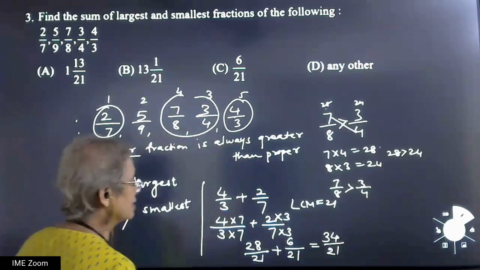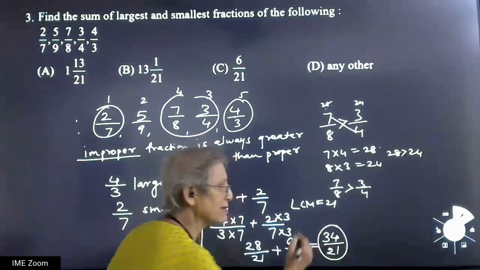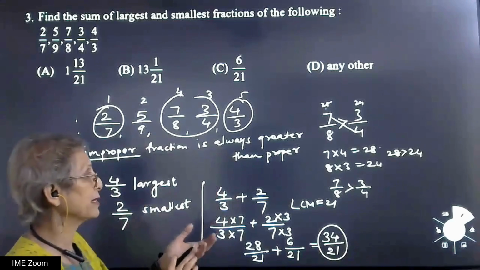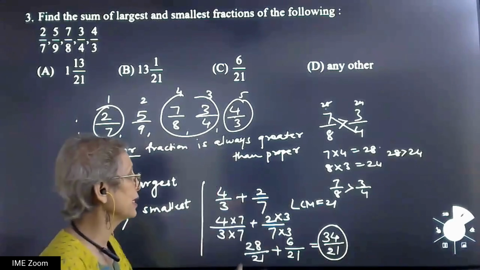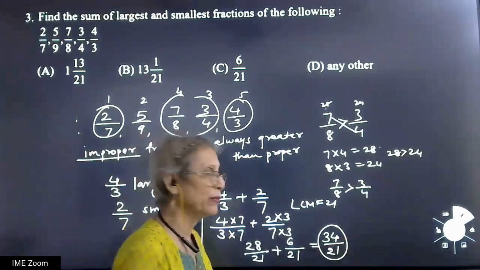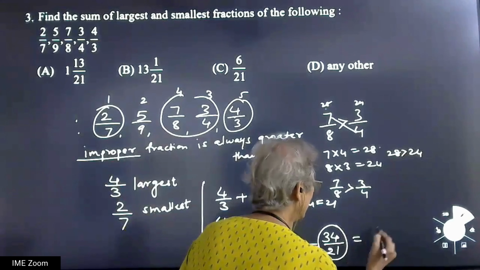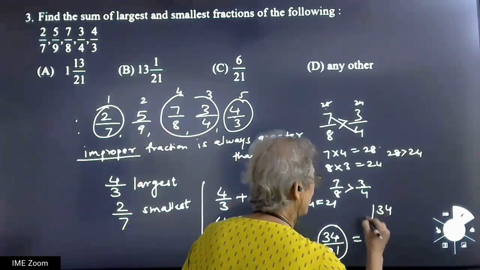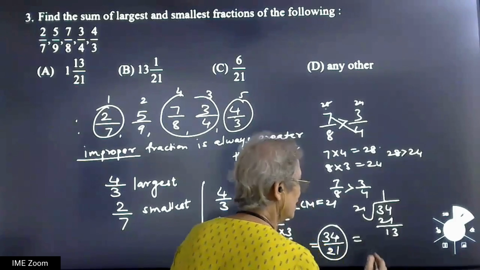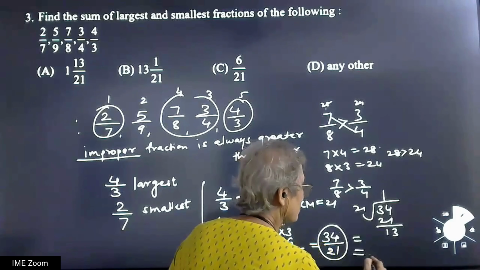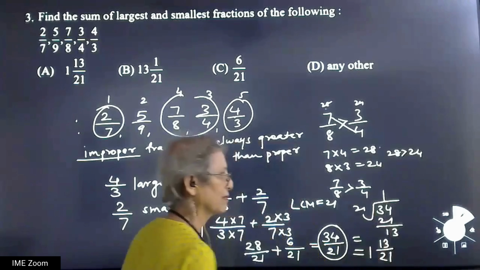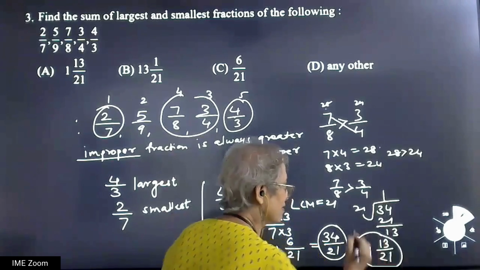Right? And now, convert into mixed. See, everything is there in this sum. You have to compare. You have to add them together, find equivalent fractions, and then again convert into mixed. And therefore the answer is: divide this by 21. 21 ones are 21, here it is 13. So the answer is one integer 13 upon 21. This is the final answer.